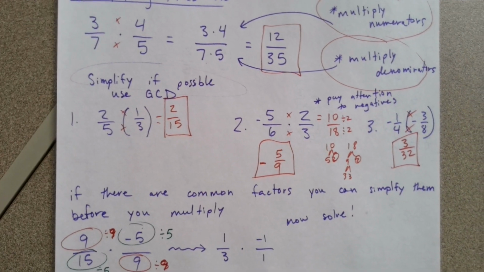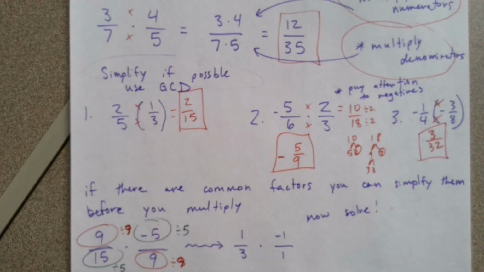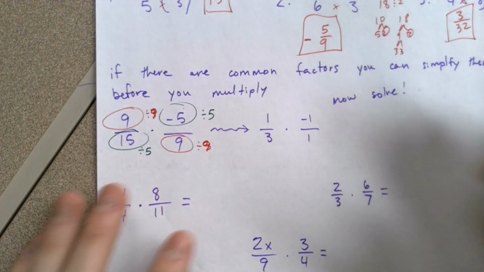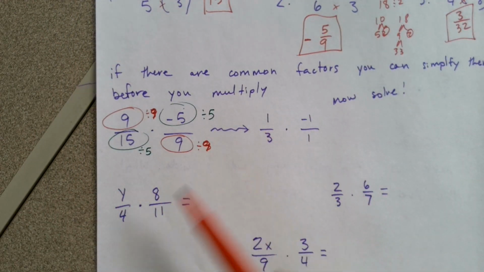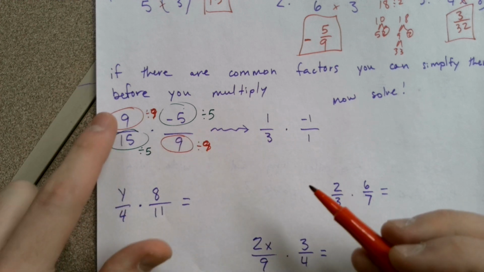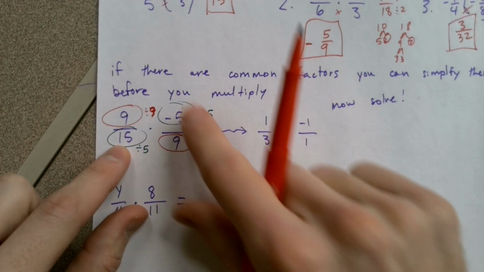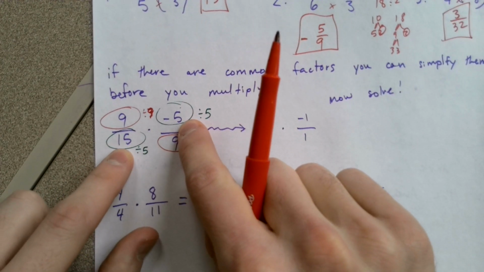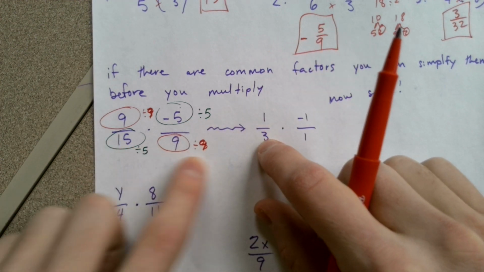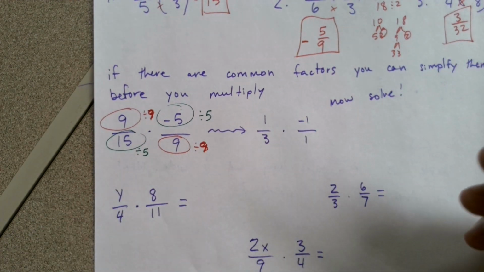Sometimes you're going to have a little bit of bigger fractions that you can simplify before you even multiply. I'll show you that right now. So the way that we can do this is if these fractions have any common factors, we can simplify those right away. So look what I did here. We had 9/15 times -5/9. I see this 15, I see this -5. I know they can both be divided by 5, so I did that. I divided this by 5, made it a 3, divided this by 5, made it a -1. I found those common factors.